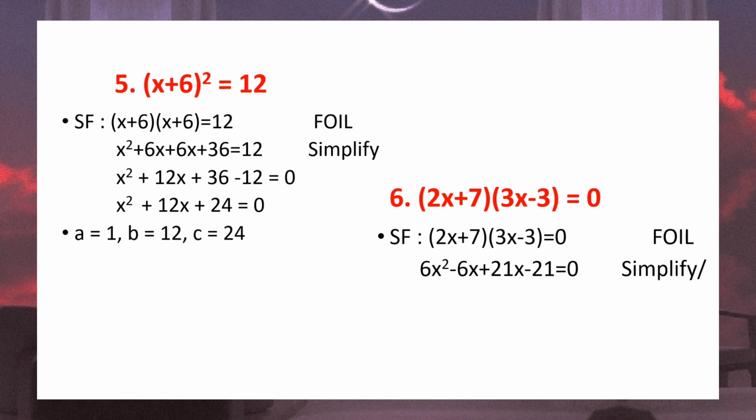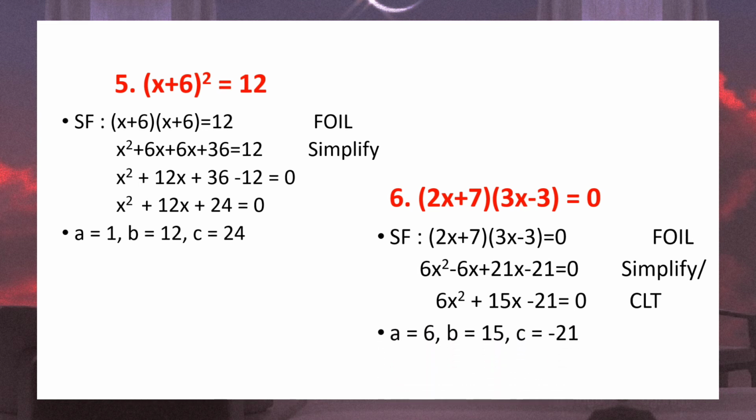combining like terms, and we have the like terms negative 6x and 21x. So the difference of that is equivalent to 15. So therefore, we have 6x squared plus 15x minus 21 equals to 0 by using combining like terms. So bakit siya naging 15? Kasi meron akong 21, may utang akong 6. Kapag kinombine ko siya, so that will be 15.